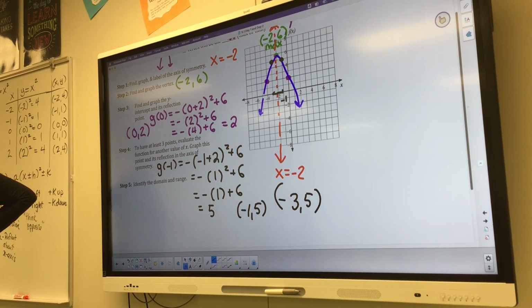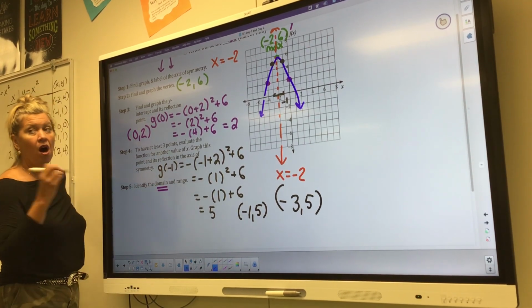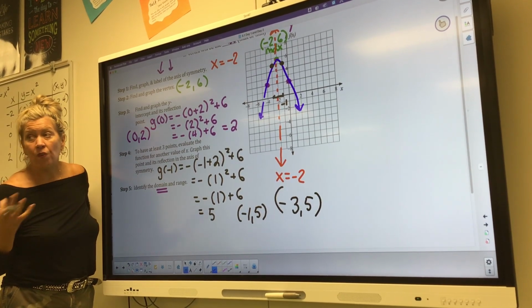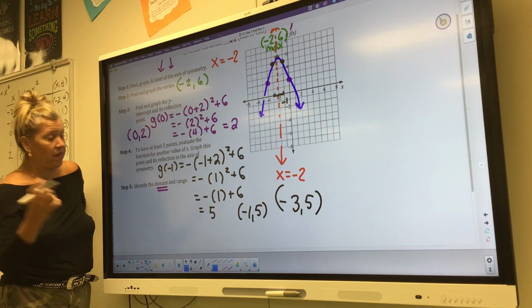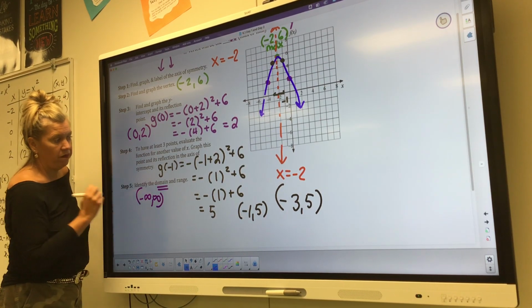The last part is the domain and the range. The domain of all of our quadratics, any number you can sub in, is all real numbers. You're going to get every x value. So that's always -∞ to infinity.